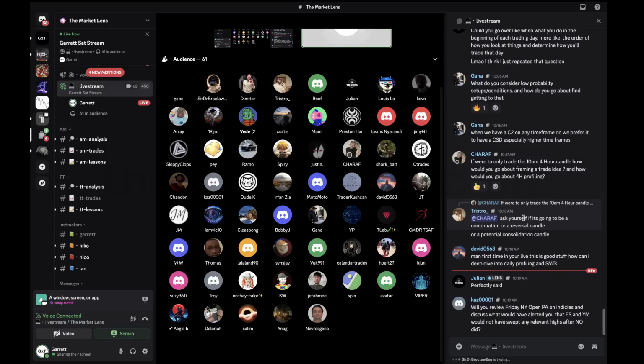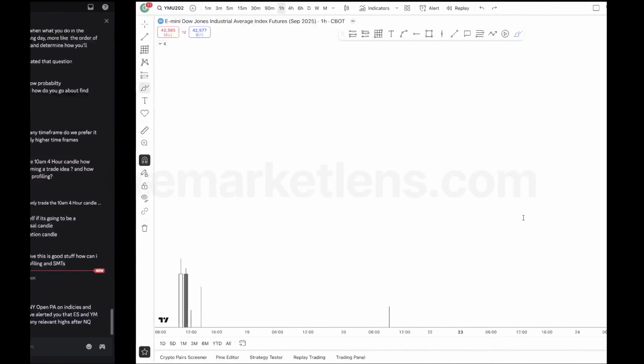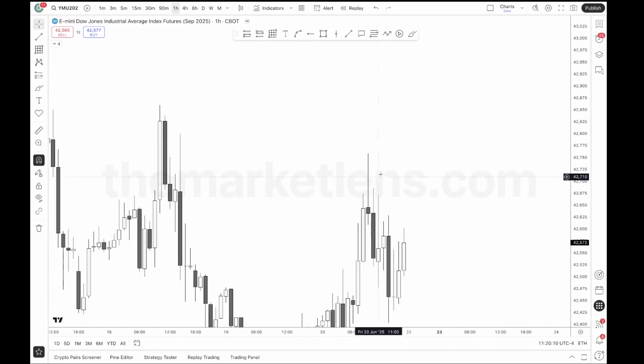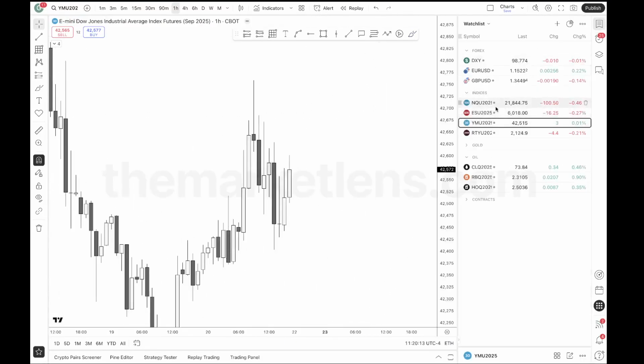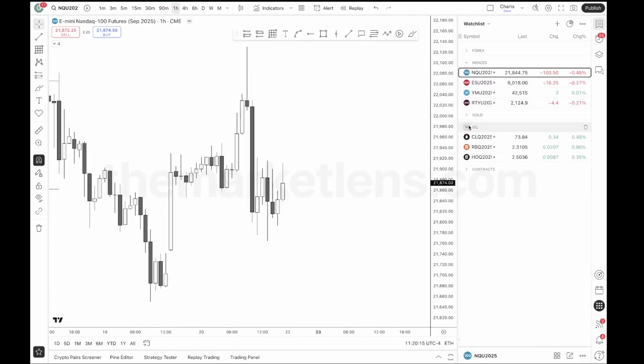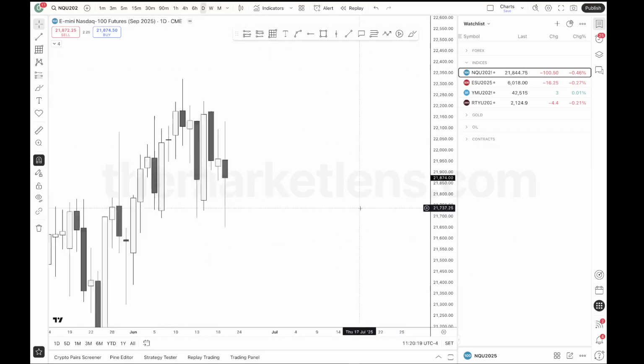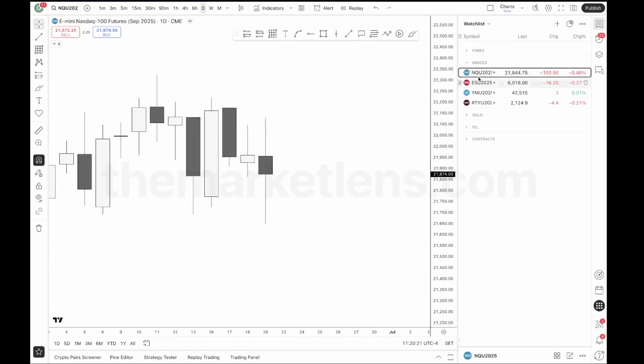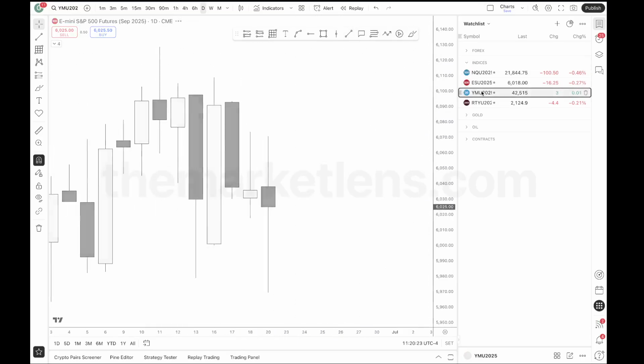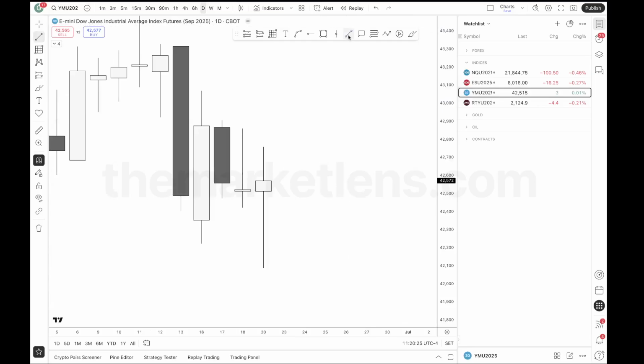Will you review Friday's New York open price action on indices? Yeah, I can. This was a very good day for longs. And AM took this, when it just consolidates. If I pull up YM, I think it's a really good example of it.